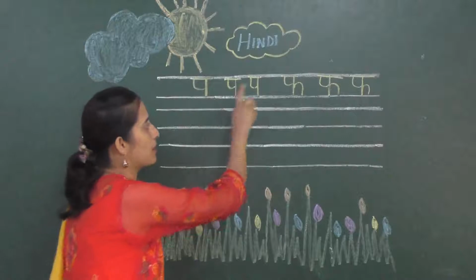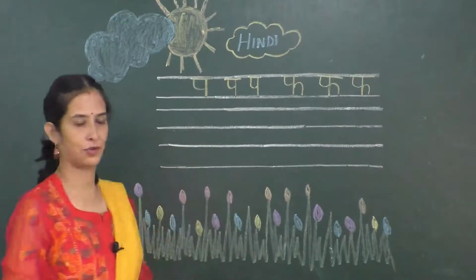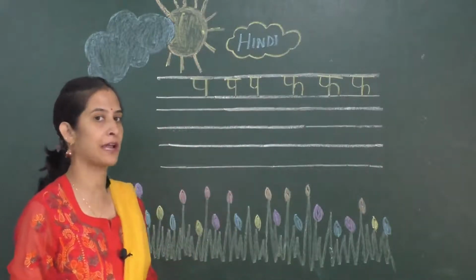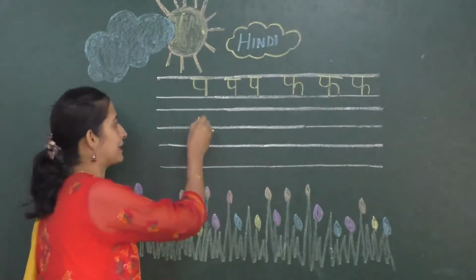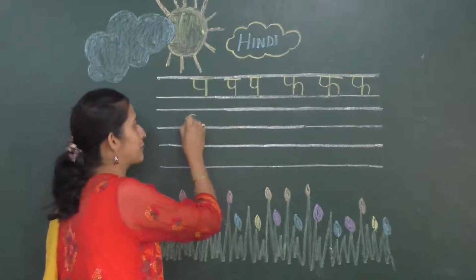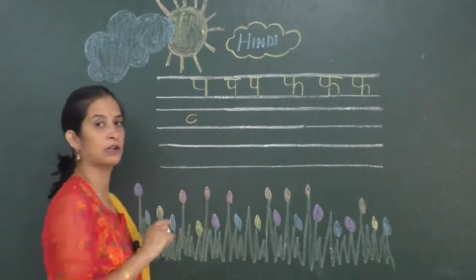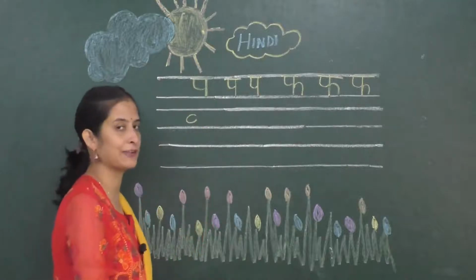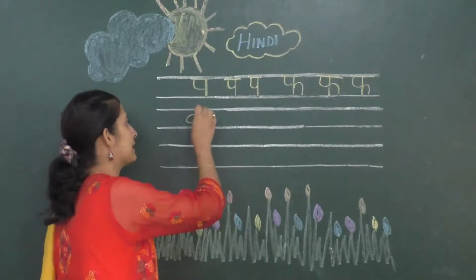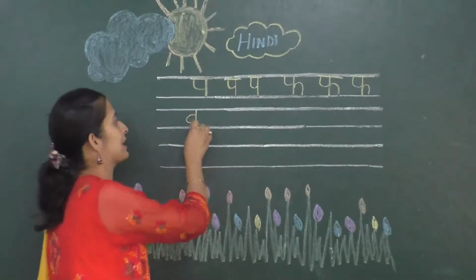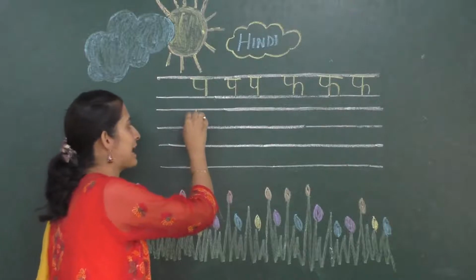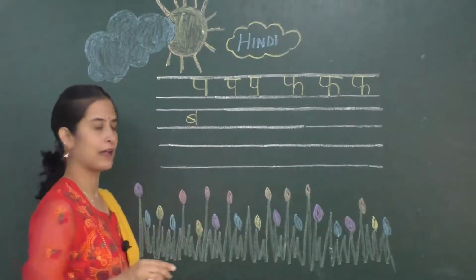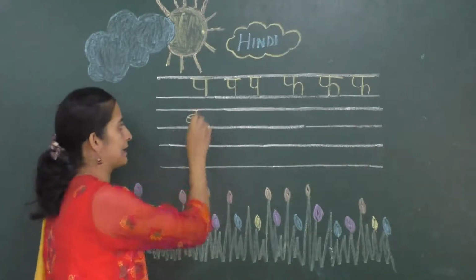Very good. Pa, fa, ba. Okay, now let's see how to write ba. So for writing ba, what we have to do? We have to make a small curve. Okay, so what curve is this? Right open curve. Then a standing line, then a slanting line and sleeping line.